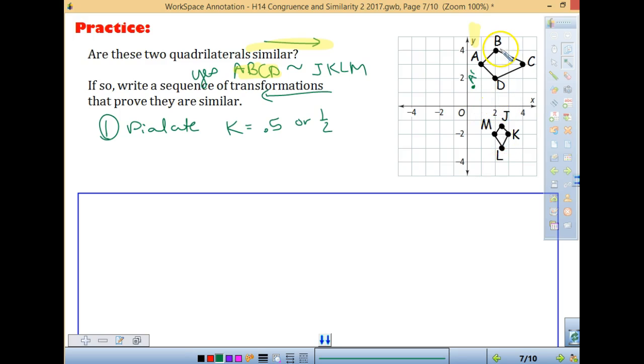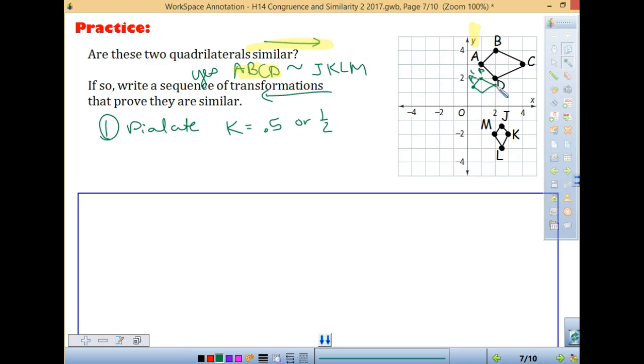B was at 2, 4. So it's going to be at 1, 2. Here's my B prime, right? And I can kind of go, oh, well, then this one's probably going to be right here, right? And L, if I was looking at it, is 4, 3. So 2, right? So that kind of matches up for where C is, okay? So I want to draw that picture.